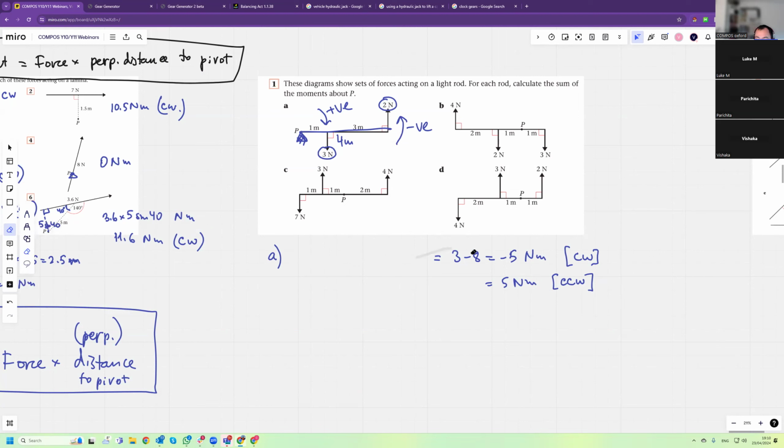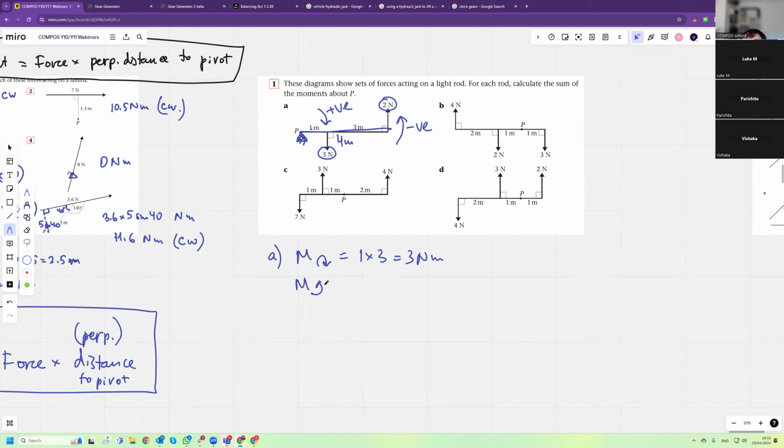So the clockwise moment is the moment of the clockwise force. It's with reference to the pivot, yes. With reference to the pivot, so it's 1 times 3, which is 3 Newton meters.